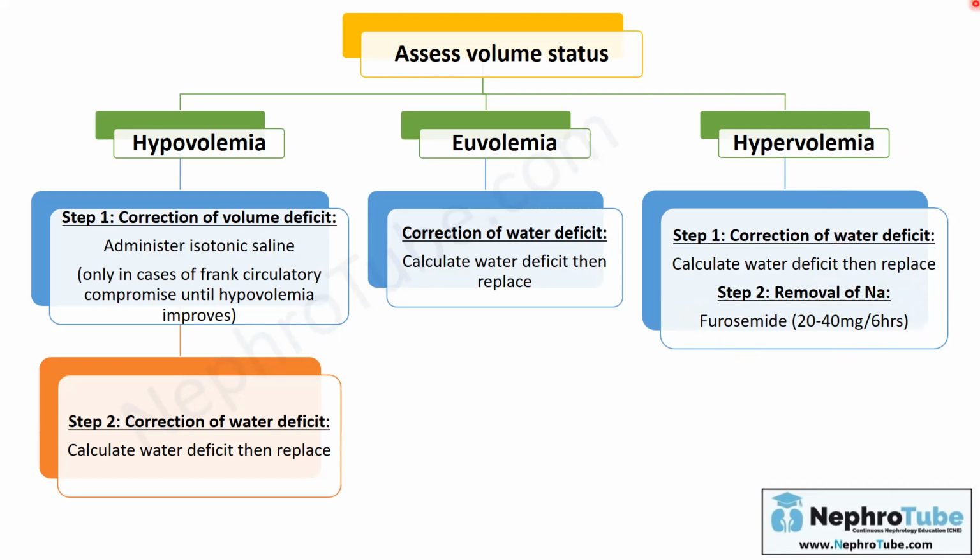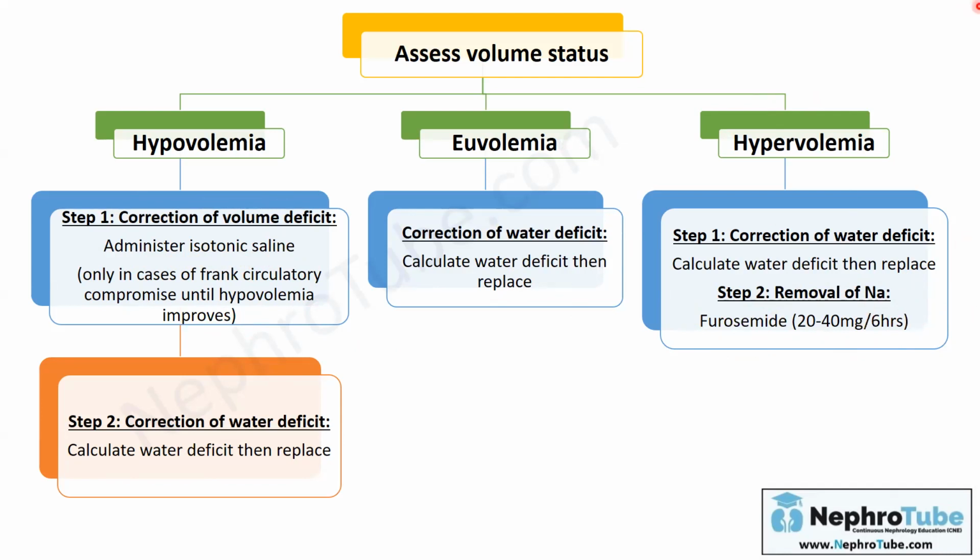because in a hypervolemic patient, the patient gains sodium. So you have to remove excess sodium besides giving the patient the water deficit. So you have to use a diuretic. So you will find that besides the calculation of water deficit and replacement, in case of hypovolemia, if the patient is shocked or severely hypotensive, you have to replace with isotonic saline. And in hypervolemic cases, you have to remove excess sodium by diuretic.